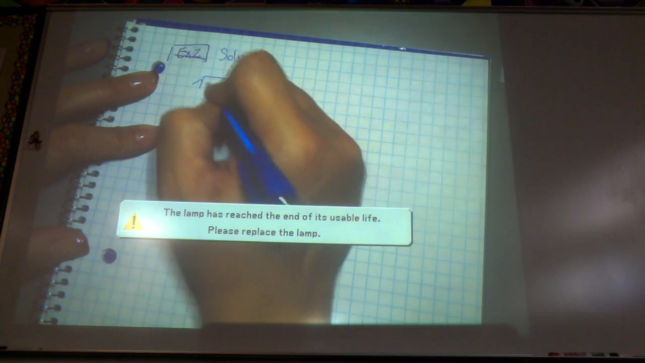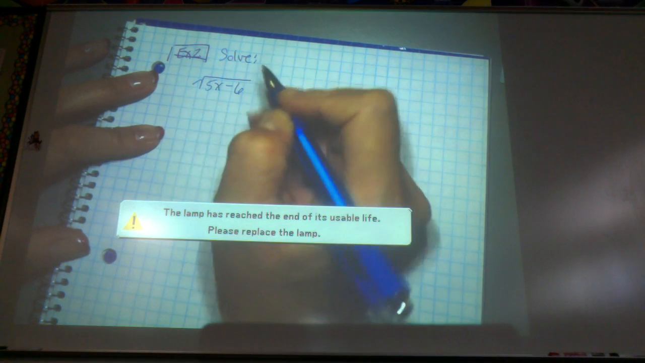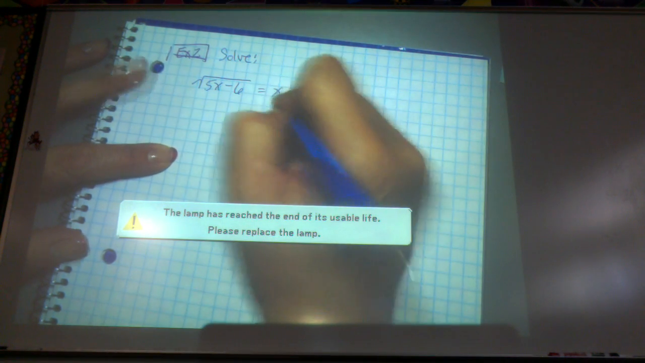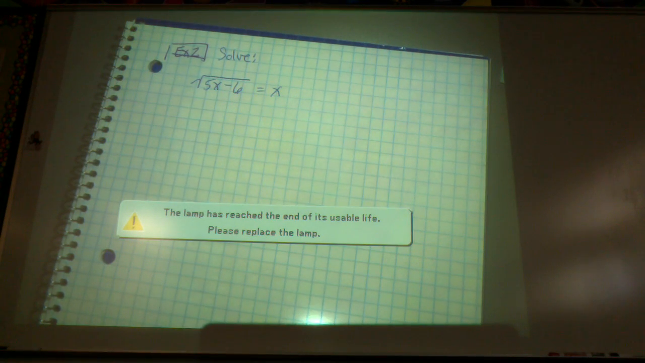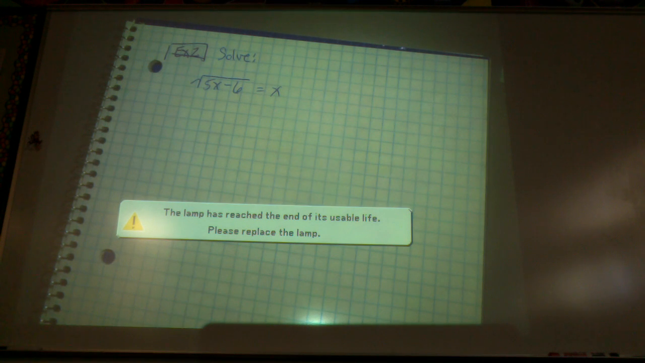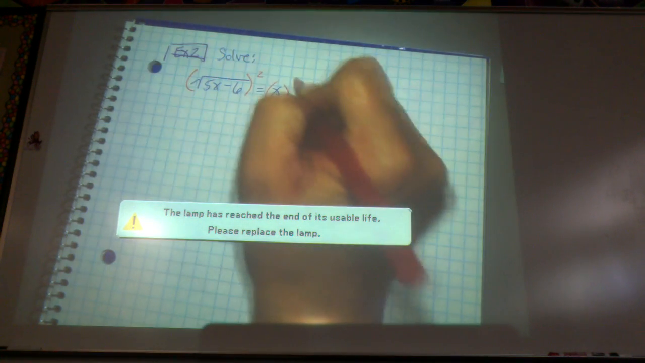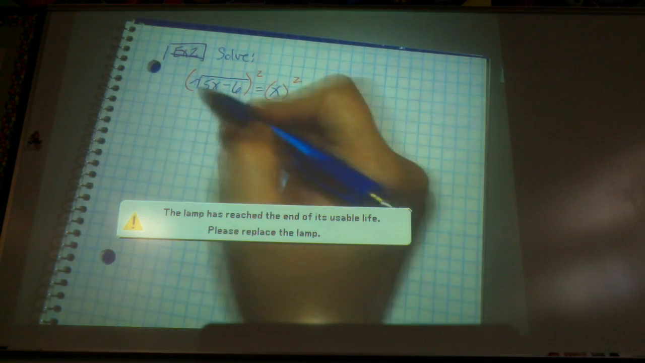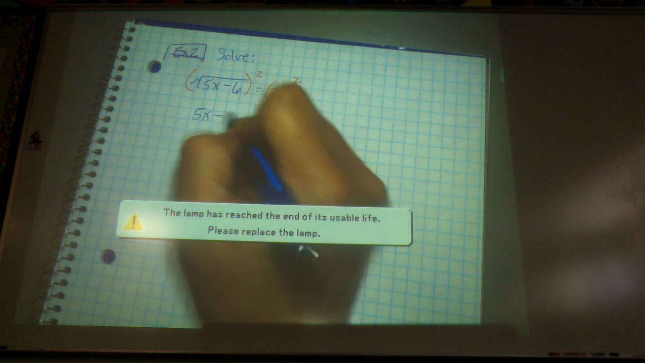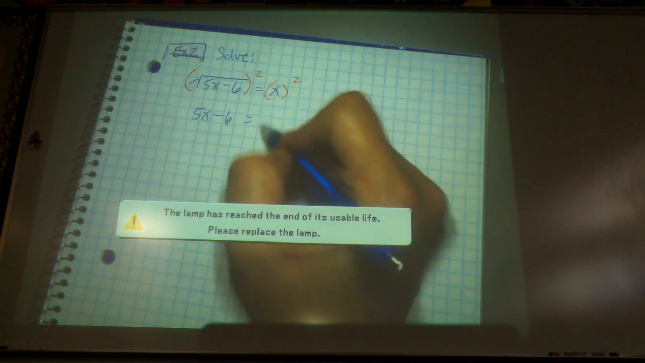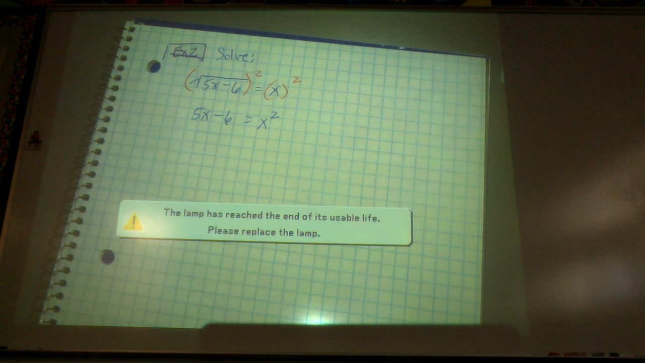So we have the square root of 5x minus 6 equals x. Isn't this very similar to what we just did? Okay. So we're going to square both sides. I'm left with 5x minus 6 on the left, and when I square x, I get x squared on the right. What are you going to do now?